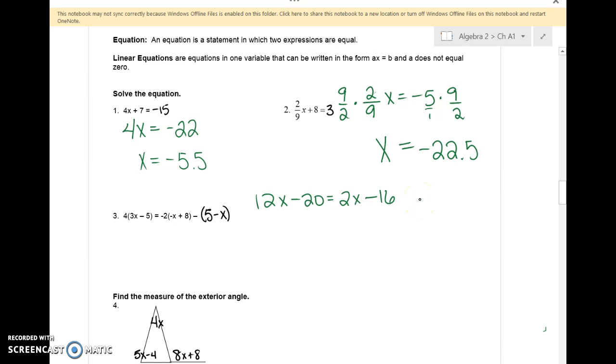What do we do with that negative in front of the quantity 5 minus x? It's like a negative 1, so we have to distribute it. That would make this negative 5 plus x. Okay, now we have to combine our like terms and finish solving.